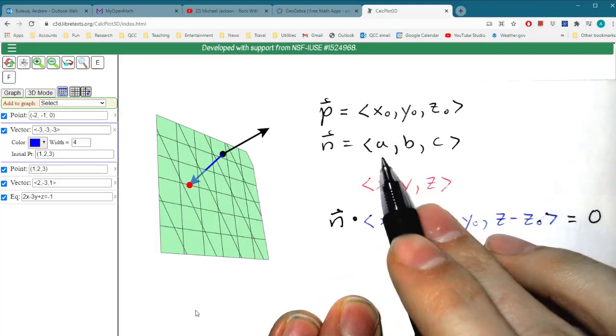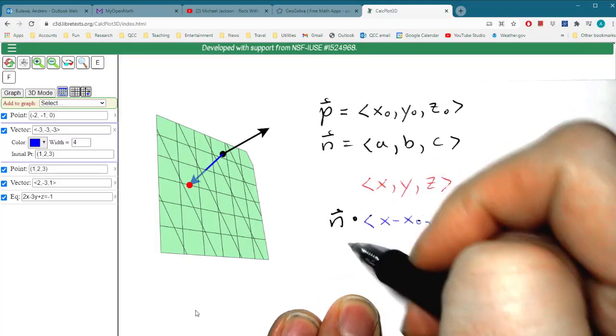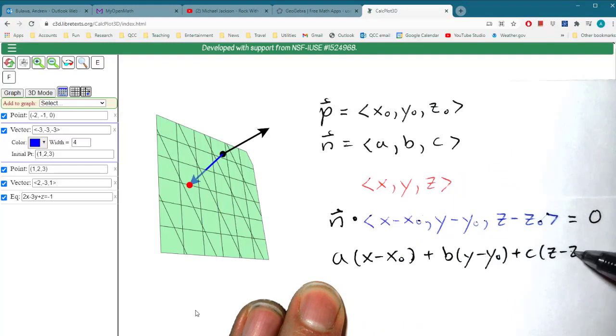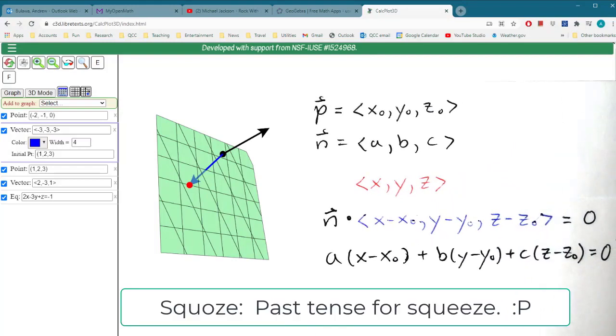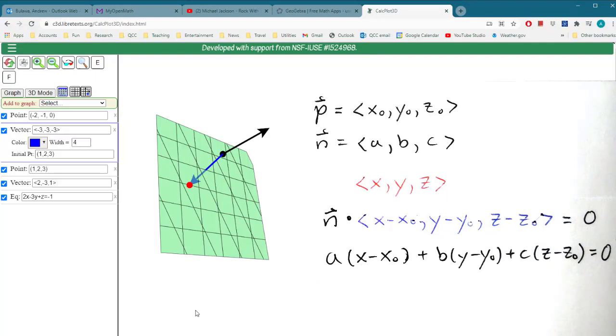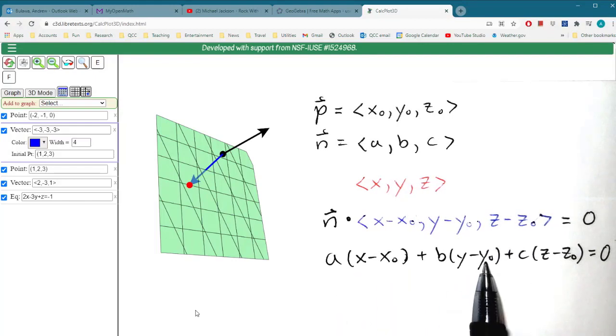Okay, well, what is the normal vector? It's A, B, C. So let's run that through. What do we get? I'm running out of space here. Okay, just squeezed it in. So that is the equation for a plane with normal vector A, B, C, and going through point x naught, y naught, z naught. So there we go. We've got the equation of a plane.